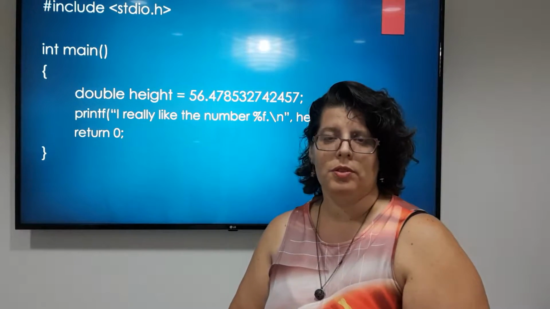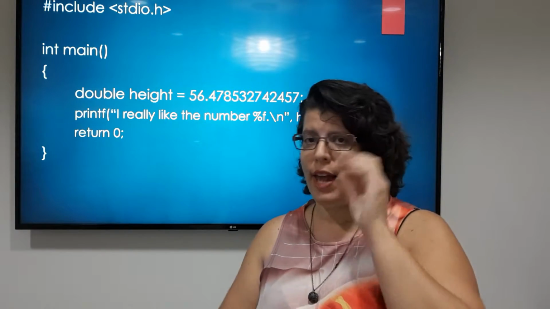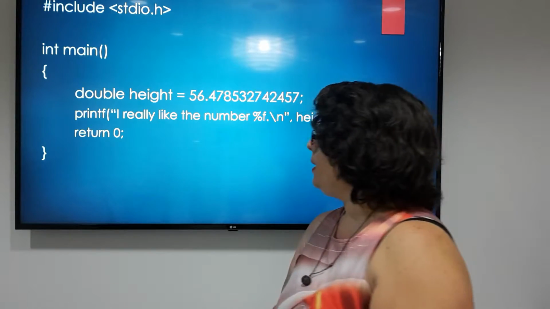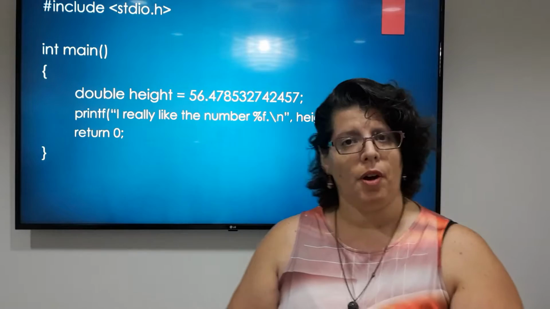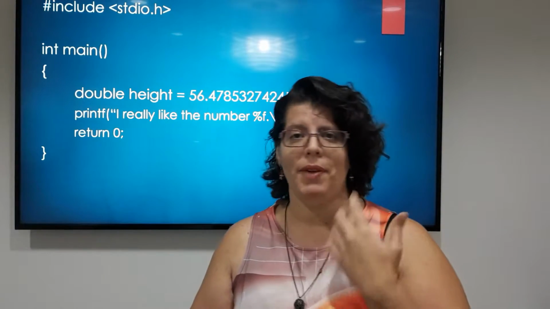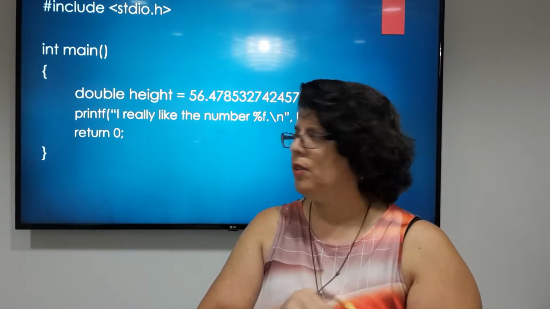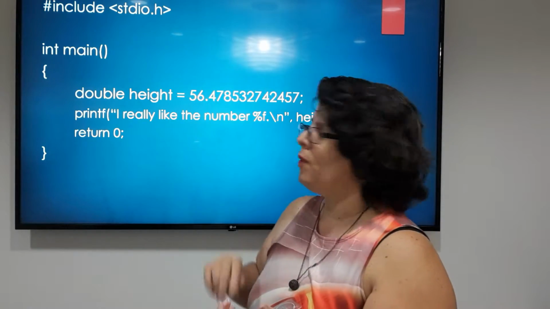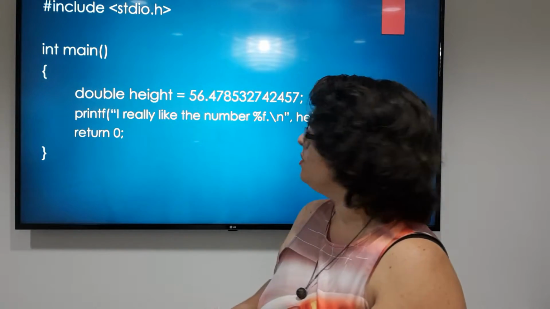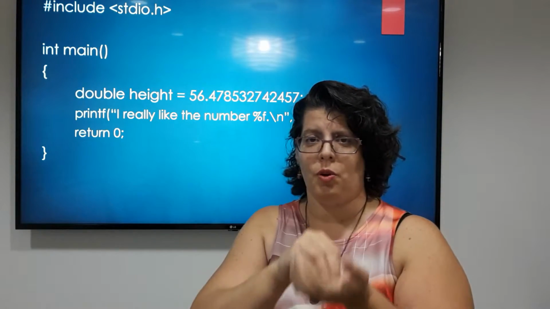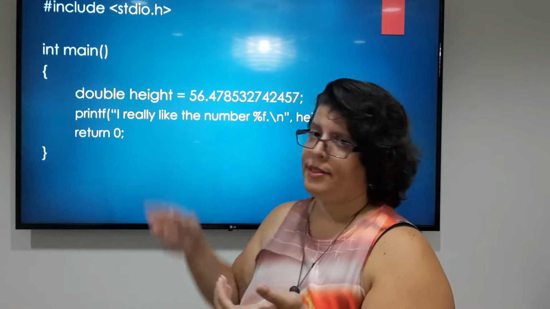Now we're working with doubles. And if you remember, doubles allow you to have a longer number of digits after the decimal place. And in this case, I'm inventing a brand new variable called height. I could call it anything I want, but I decided height was the name of this variable. And inside of that height value, I put 56.478532742 and so on. So that big long number is going to be stored inside of my variable height.